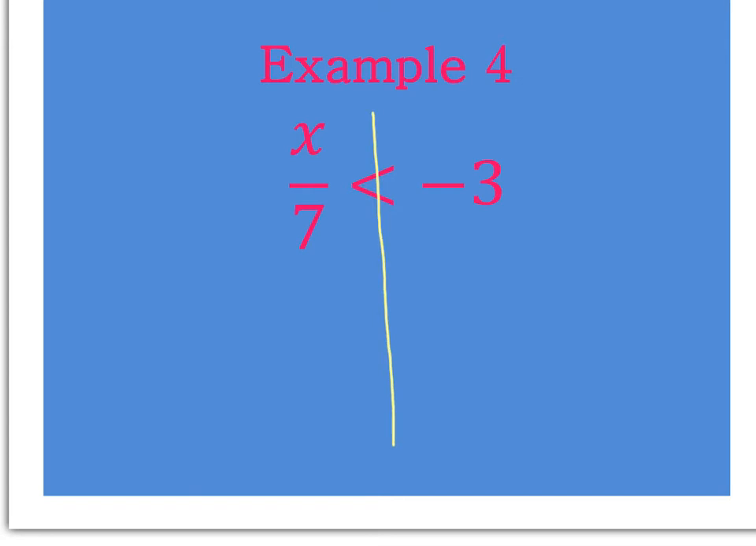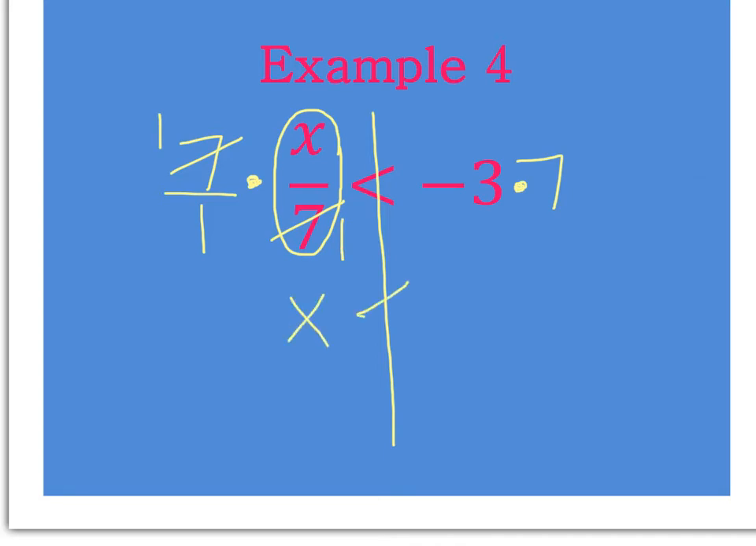When we look over here on the side with the variable, what operation is going on between x and 7? It is division. Since that is division, we have to do the opposite, which would be multiplication. So therefore we have to multiply both sides of the equation by 7 so we can get x by itself. This is the same thing as 7 over 1. The 7's will cross reduce and equal 1. Now we're left with x is less than negative 3 times 7 gives us negative 21.